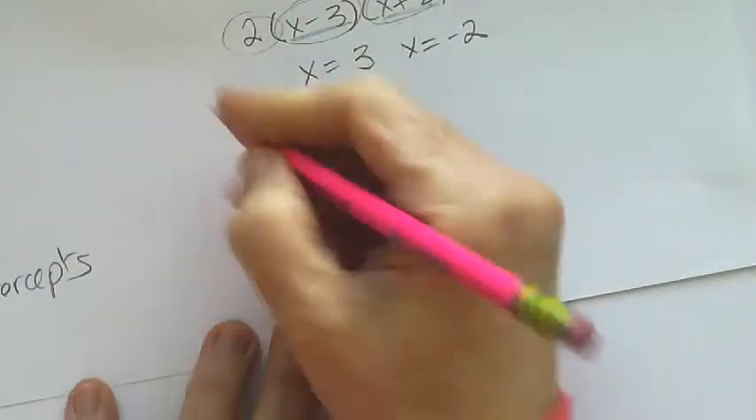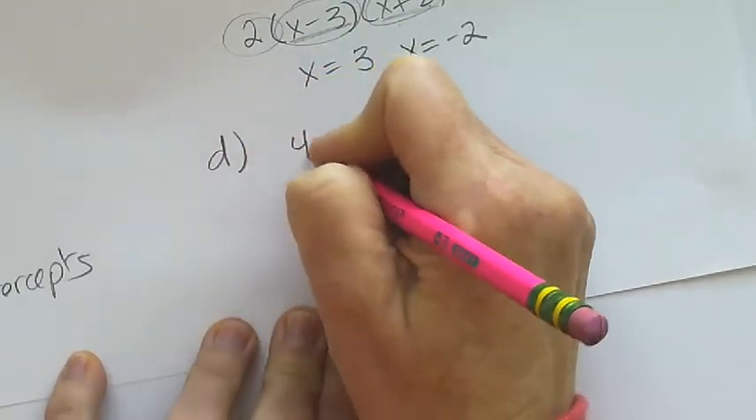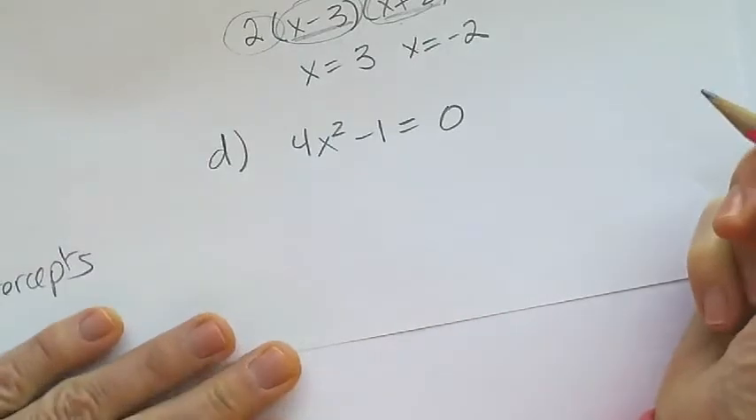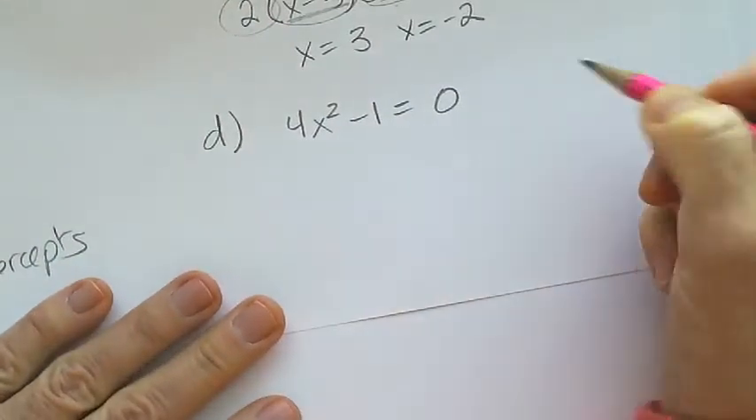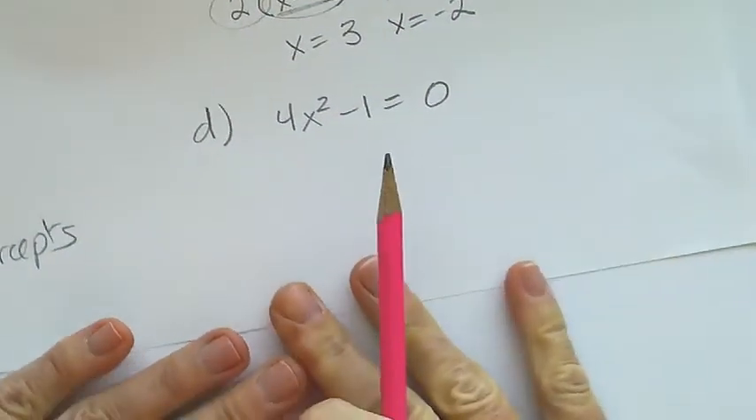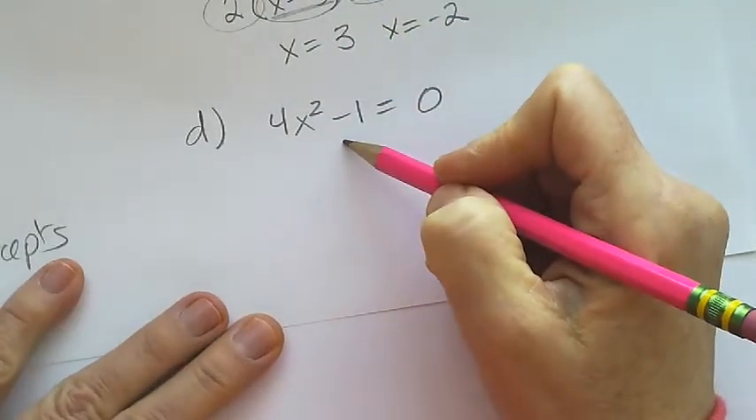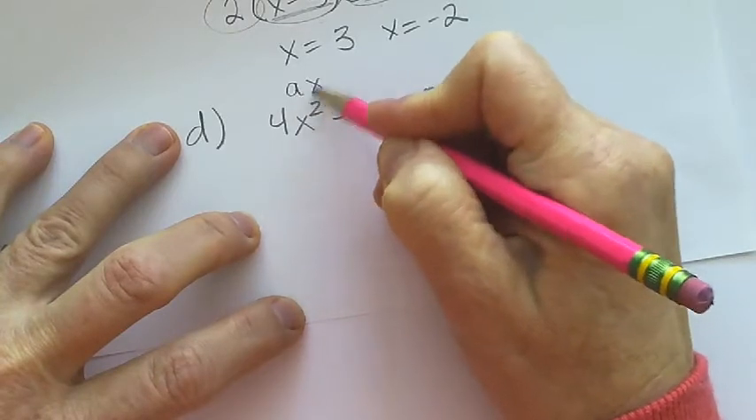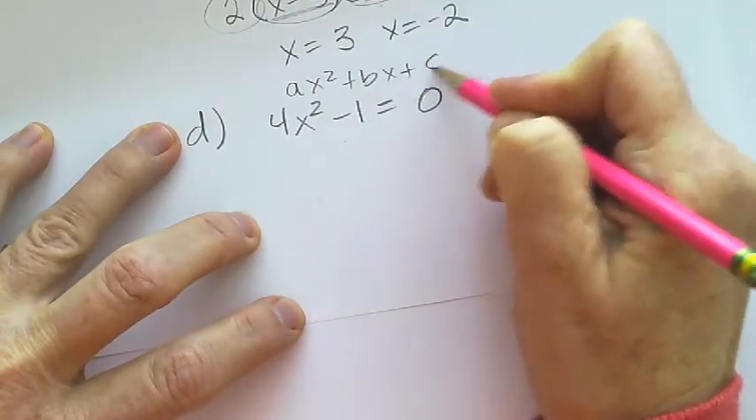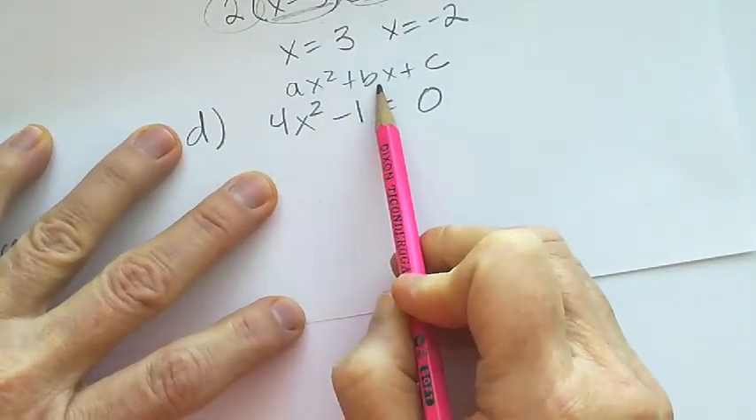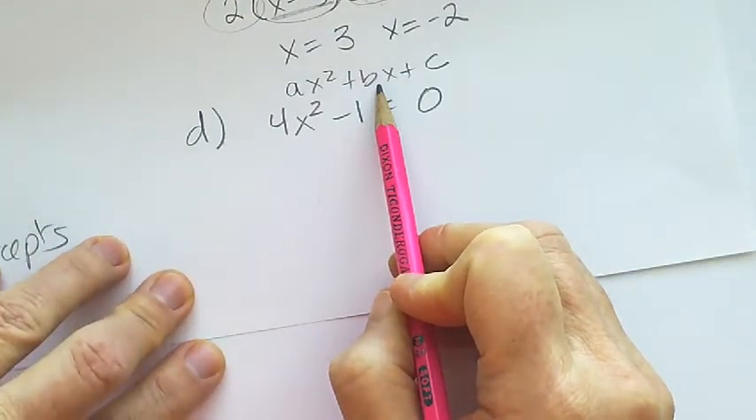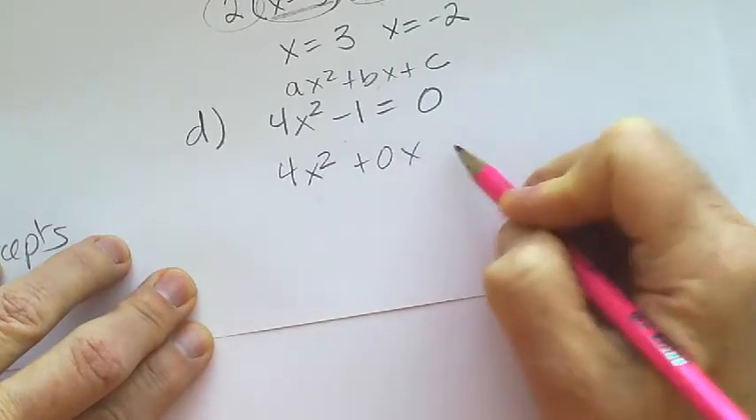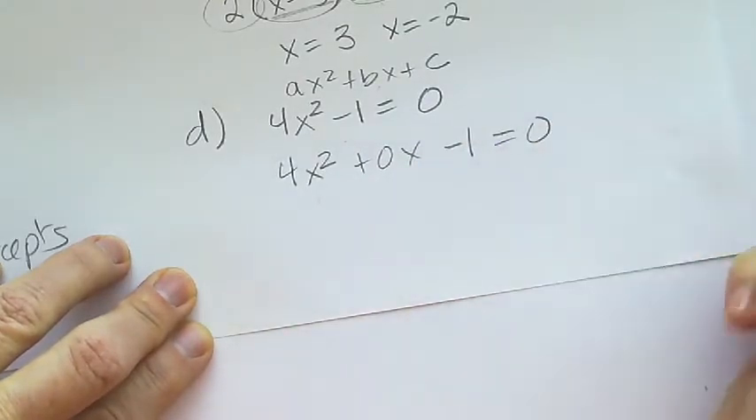Okay, part D is a little different. If you started by adding 1 to both sides, you would actually be on the right track. So yes, this is a quadratic. I could approach this 2 different ways. I could say, well, standard form, ax squared plus bx plus c, has an x term. And we learned that when that x term is missing, we put a 0 there. So I could say 4x squared plus 0x minus 1 equals 0.